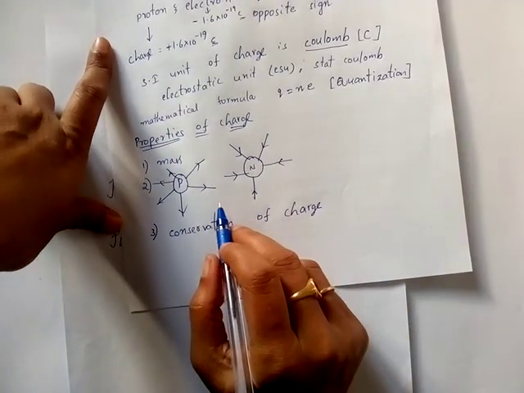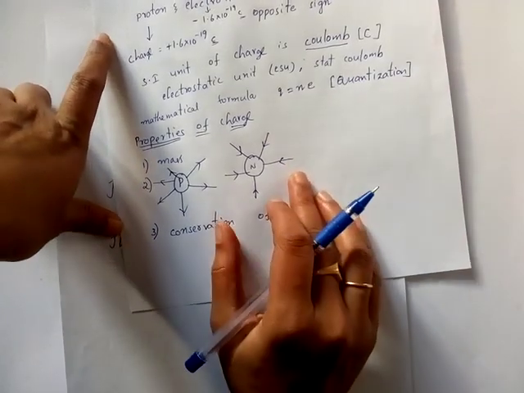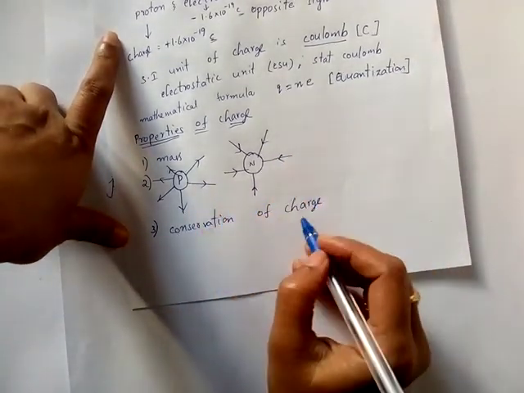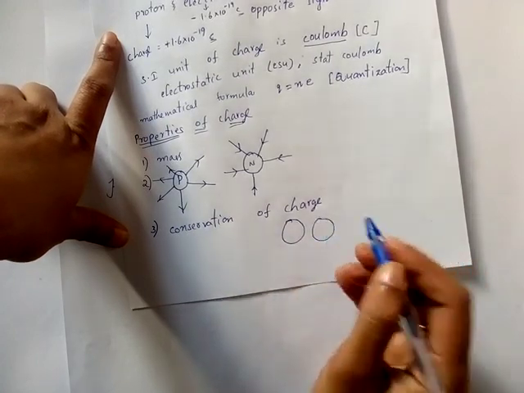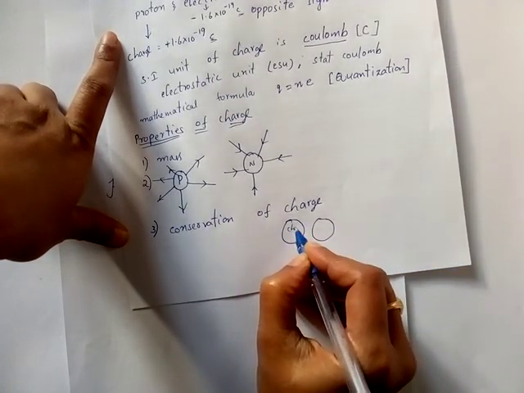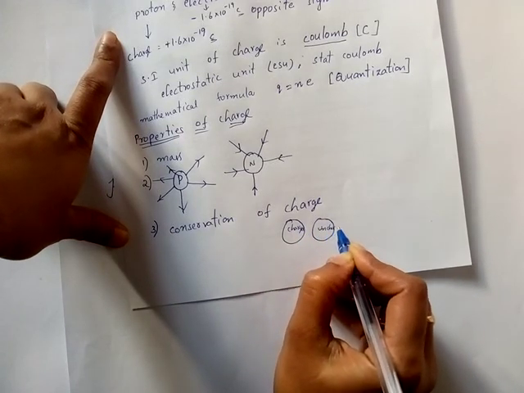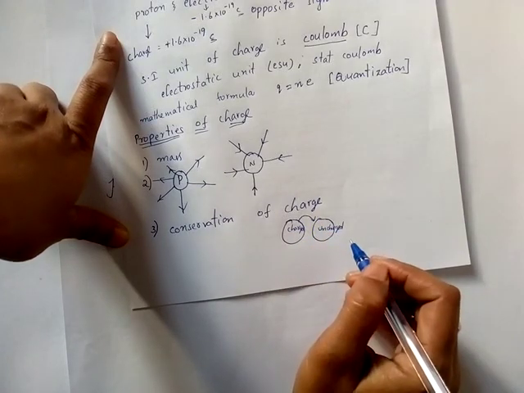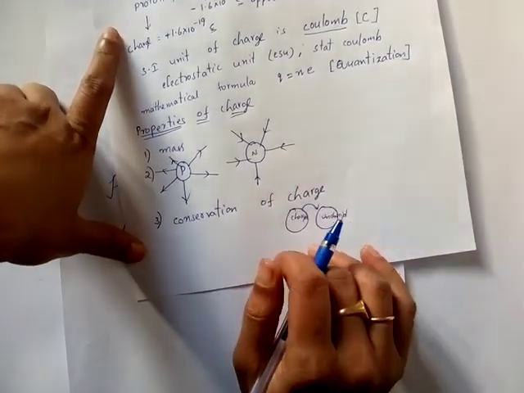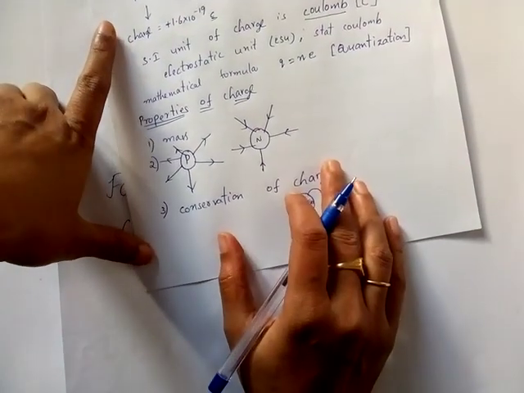So charge can be transferred from one body to another body, through the charging methods, when a charged body is placed next to an uncharged body. So this is charged, this is uncharged. This uncharged body can be charged. So that is transferring charges from one body to another body.